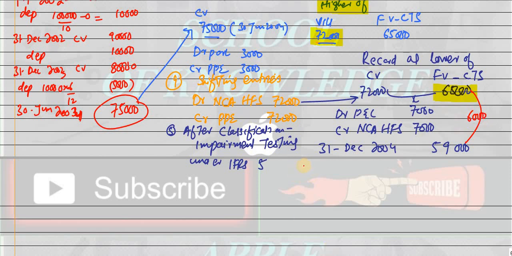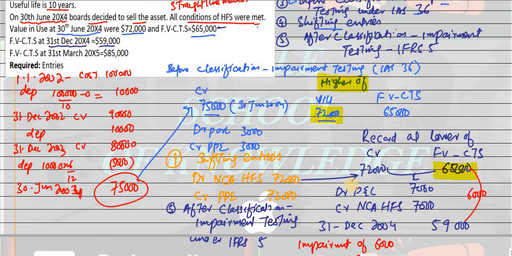So it means we have further impairment of 6,000. So debit profit and loss and credit non-current asset held for sale by 6,000. Okay, if you see here, on the 1st March 2005, the value goes up to 85.